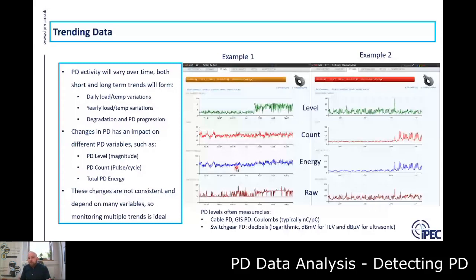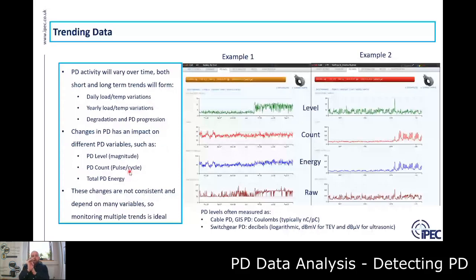Or of course, if you've got a permanent monitoring system, then your testing will be continuous. Changes in PD has an impact on different characteristics of PD. So it's not useful, therefore, to only measure the PD level, for example, the magnitude of a PD. It's also useful to measure the PD count, which is the number of PDs per power cycle. Because as a PD changes, the level and the count can be affected in different ways.